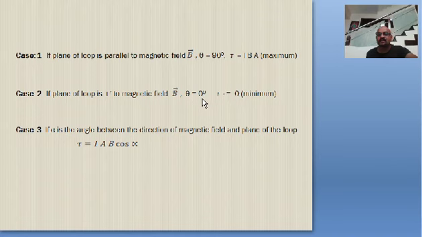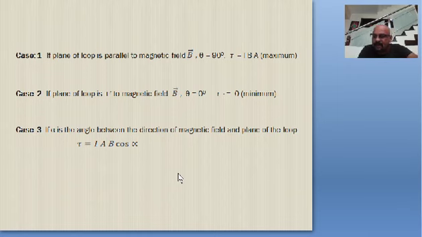If theta is equal to 0, what do you mean by theta is equal to 0? Theta is equal to 0 means the coil is kept in the plane of the magnetic field. The plane of the coil and the magnetic field both are the same, both are parallel to each other. So you can understand that the coil is kept in the magnetic field.